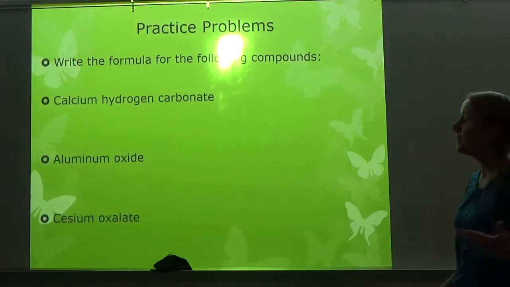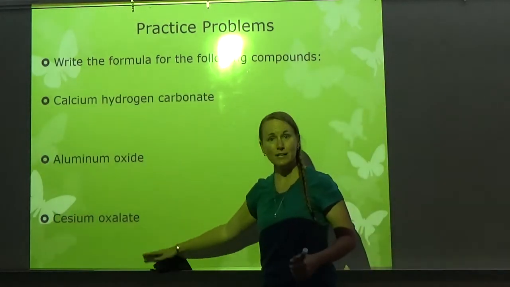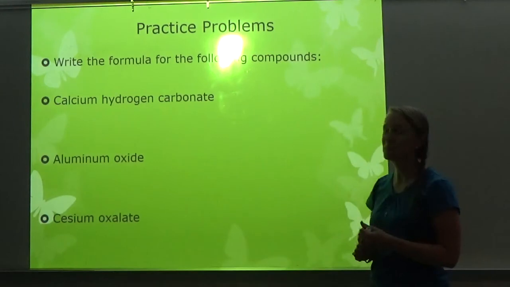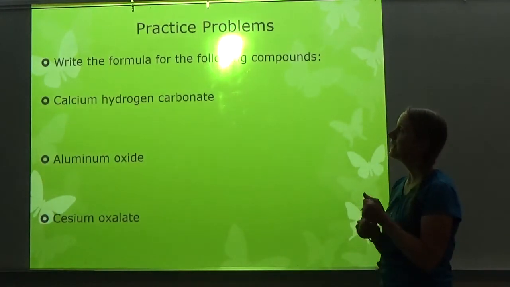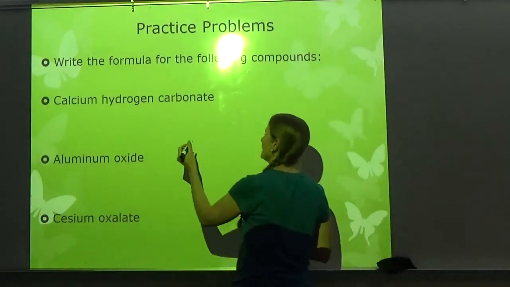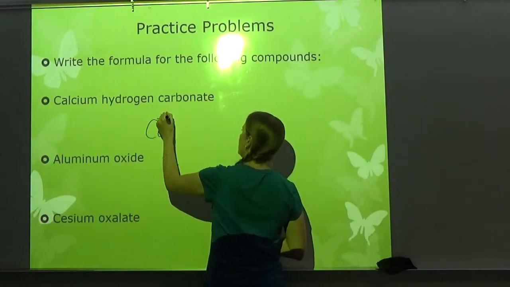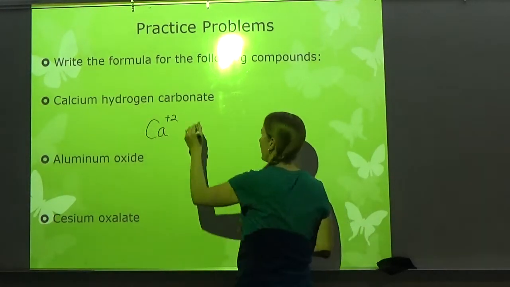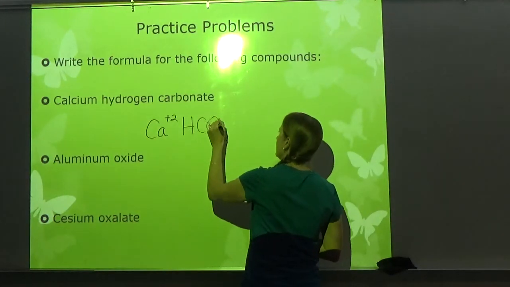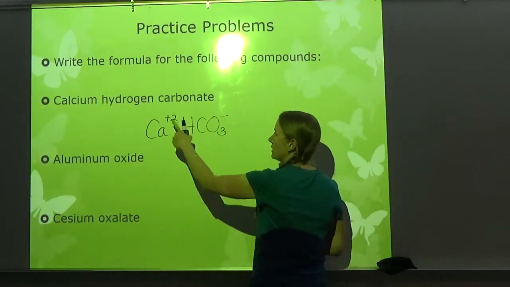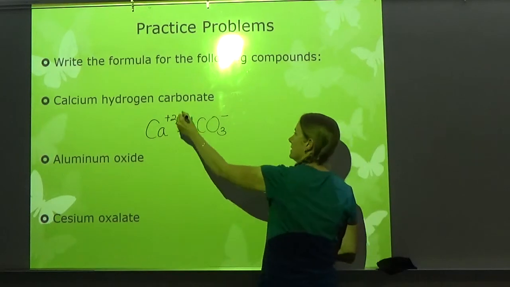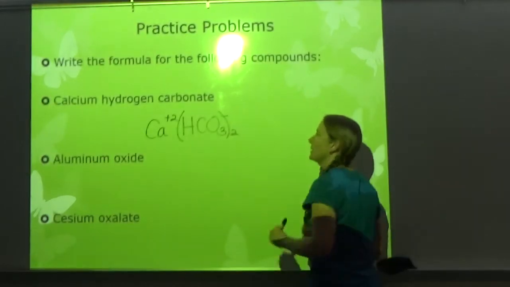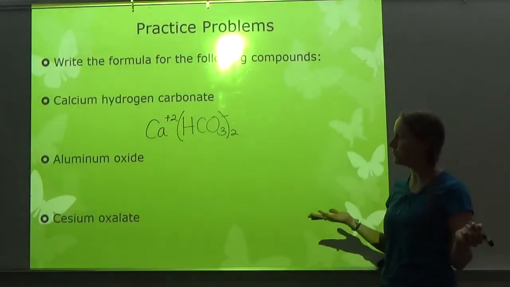All right, so maybe pause the video, try these real quick, and I'll assume you've done that. Let's look at them together. So we have calcium hydrogen carbonate. So calcium is Ca. It's in group 2, so it has a +2 charge. Hydrogen carbonate is one of your polyatomic ions. It's HCO3 -1. So I need to cross my 2 down, but since this is a polyatomic ion, I just put it in parentheses. So hopefully you got that one right.